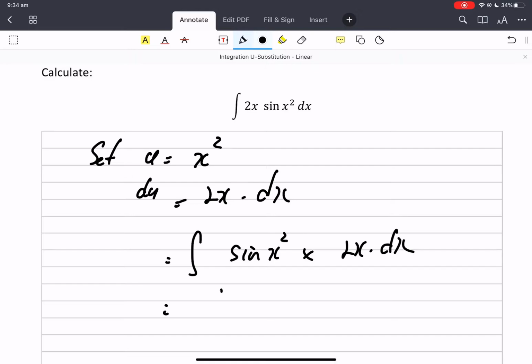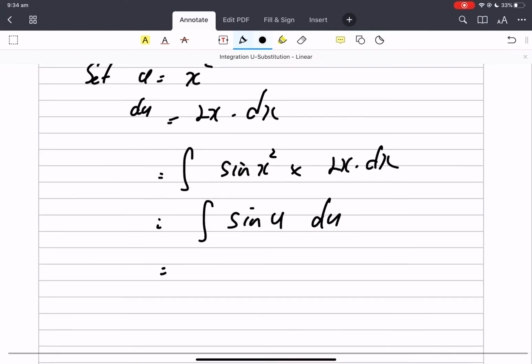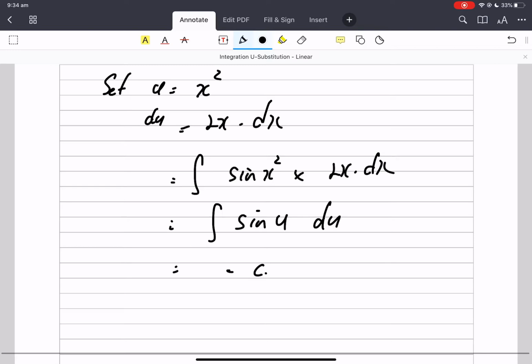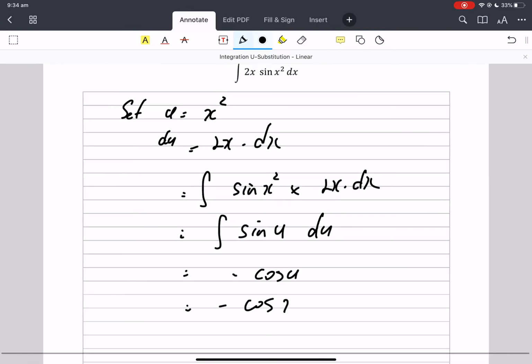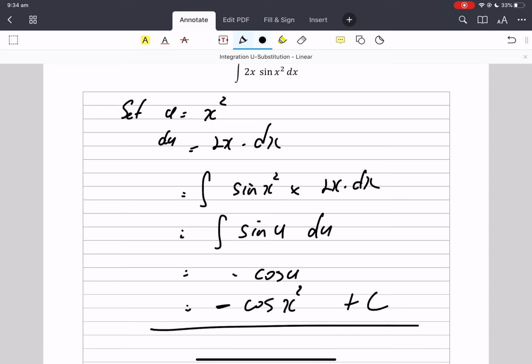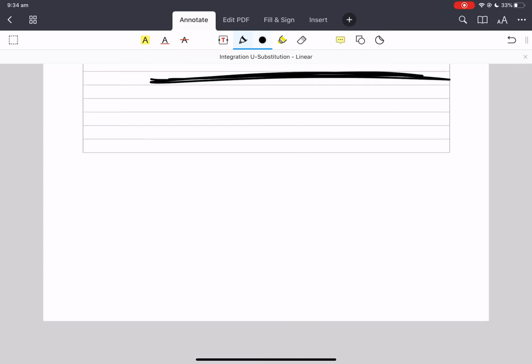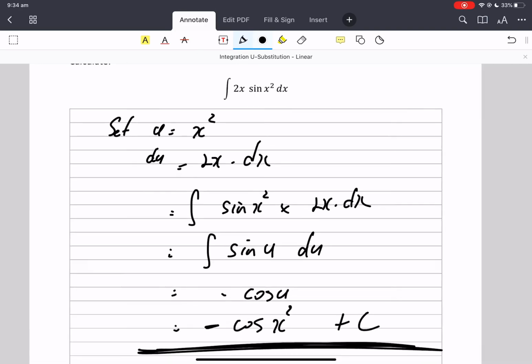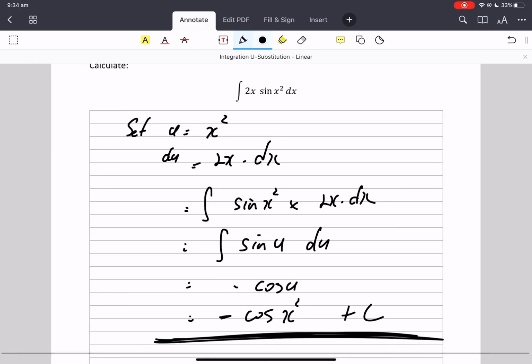Okay, integral of sine u du. Yep, that's it. What's the integral of sine u? Minus cos u. And what's u? So it's minus cos of x squared plus c. Yeah, that's it. There we go. Do some practice before we move on to harder ones, hey?